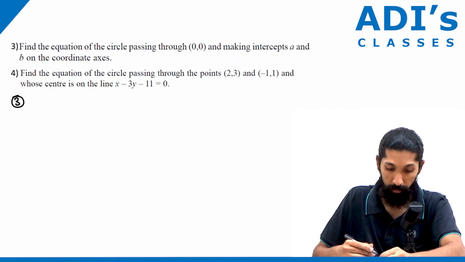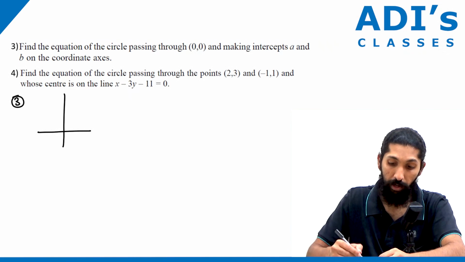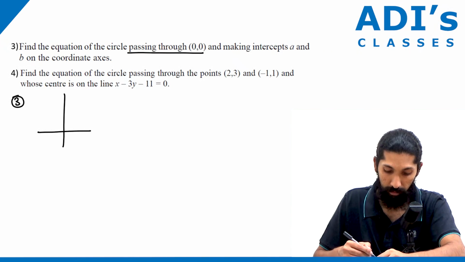So in this case, you have the x and y axis. Now the circle passes through 0, 0, isn't it? So the circle is passing.